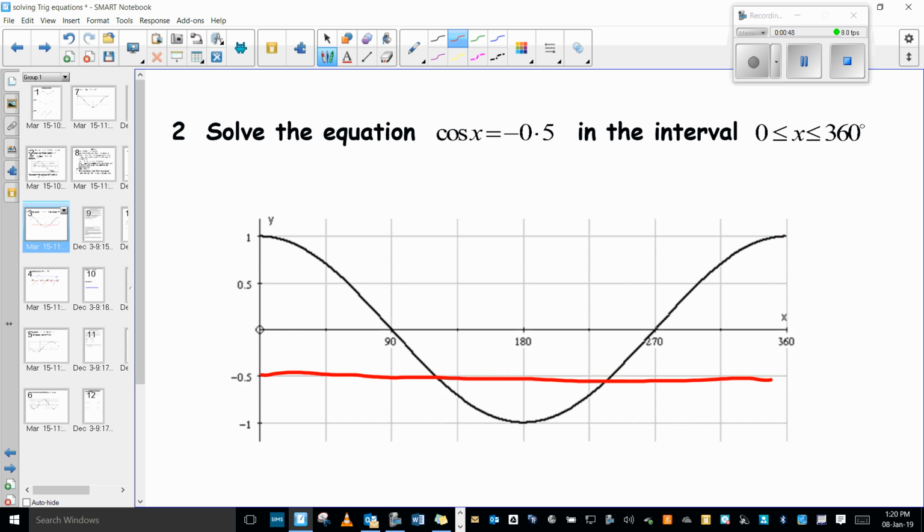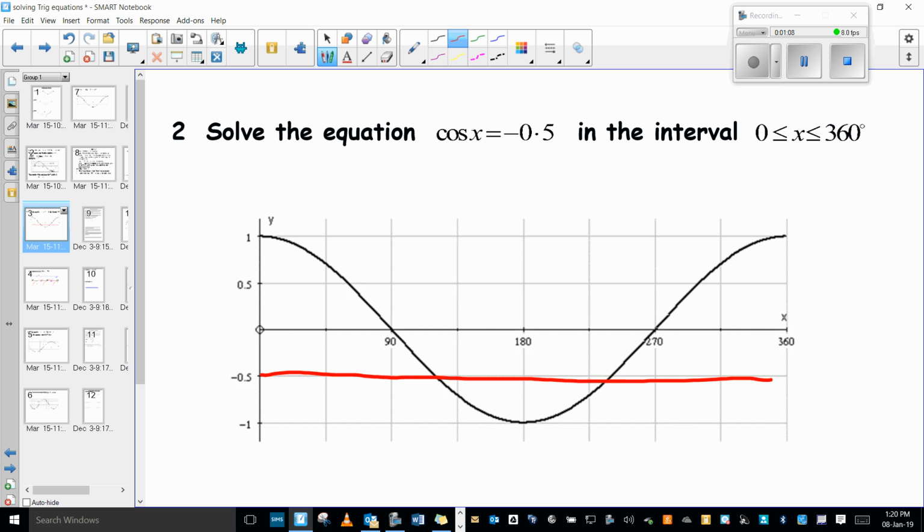Now, does it matter if our line is perfect? No. As long as it's in the rough vicinity, that's fine. Obviously, this is easier to do because I've drawn you the graphs. They're not just baby sketches. But it's going to be just as easy when you're doing it, I think.